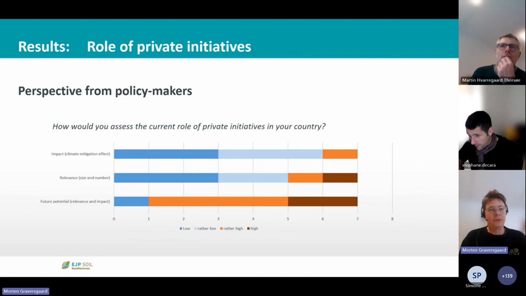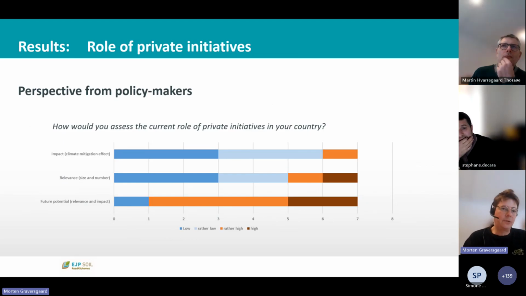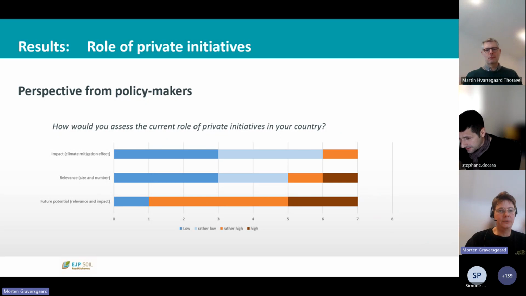Then we asked about the role of private initiatives. As you saw earlier, there is a mixed picture also in terms of private carbon farming schemes, but also these national ones. So we also asked them, how would you assess the current role of private initiatives in your country? And here you see there's a future potential for a lot of them, but also some impact in some places, where the perspectives are being seen as a high relevance but also a low relevance.